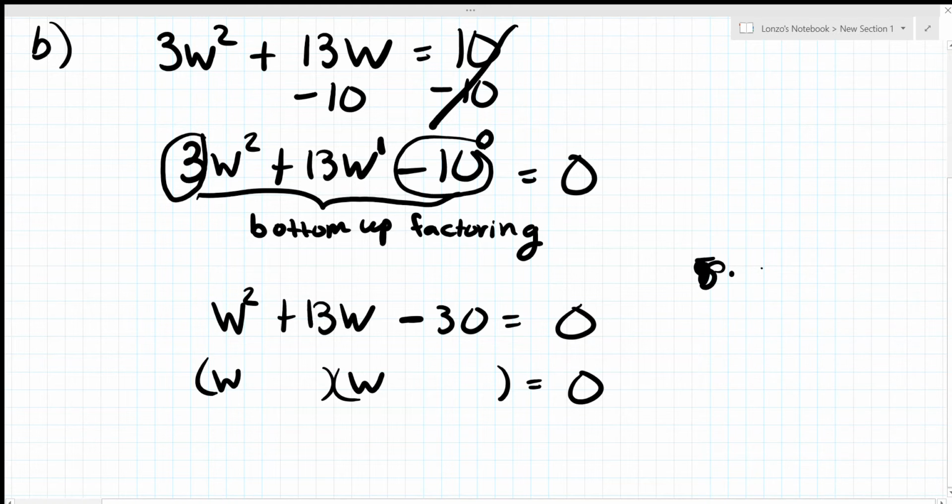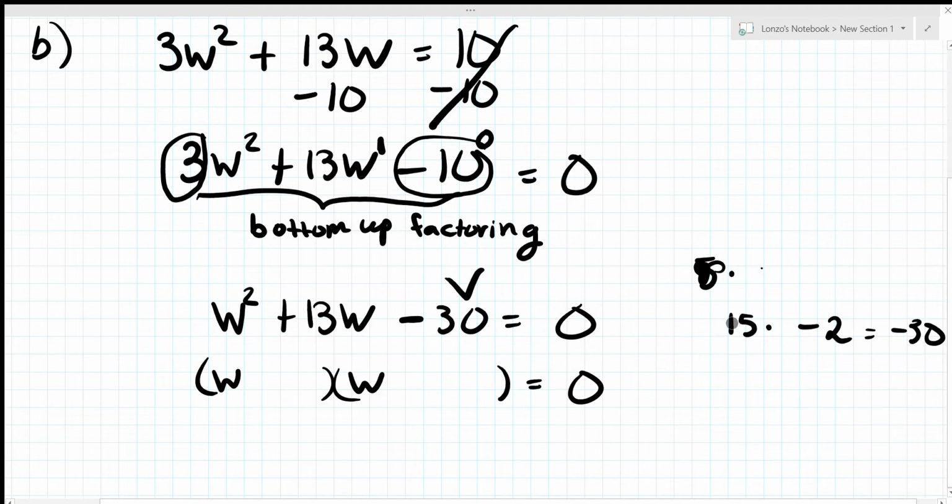Sorry, I mean 15 and... Oh, I don't know, negative 2? So 15 times negative 2 is negative 30. Good. So it satisfies this part.